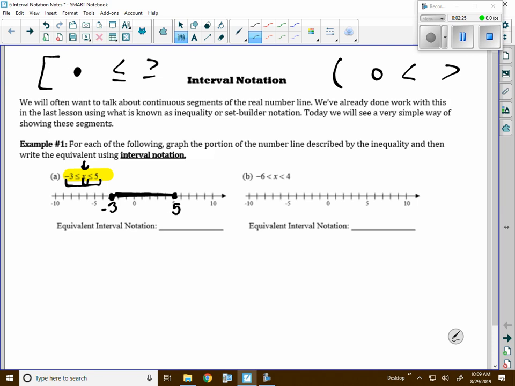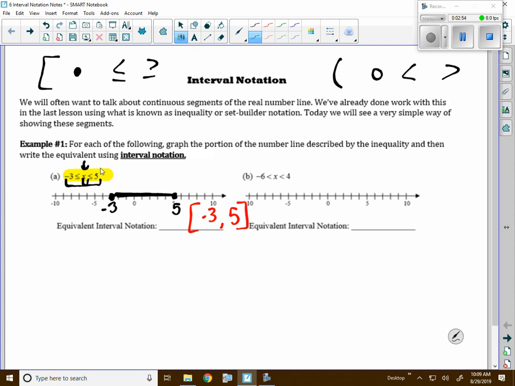So if we were to write -3 to 5 in interval notation, we would do a bracket on -3 and a bracket on 5. So we do [-3, 5]. That shows, first, that we're going from -3 to 5, but second, that the brackets are there to show that those values are included and we have closed circles. Okay, let's do another one, and it will start to come together for you.